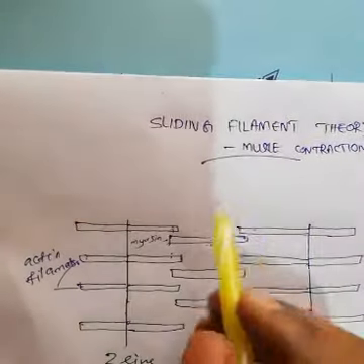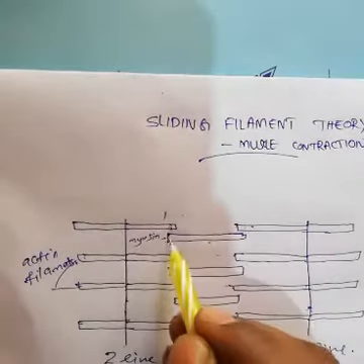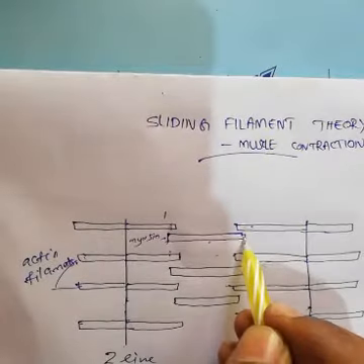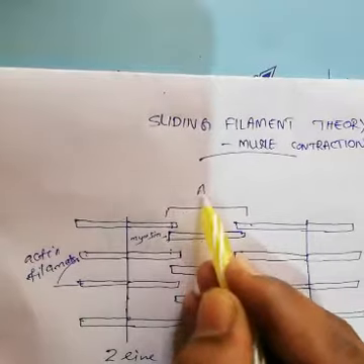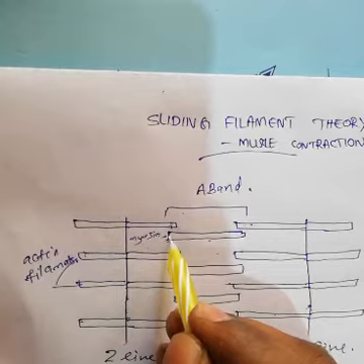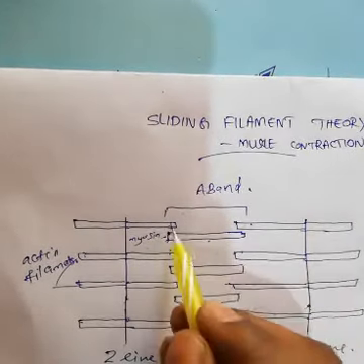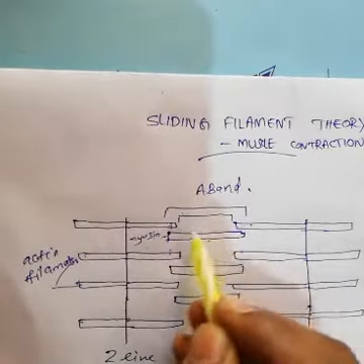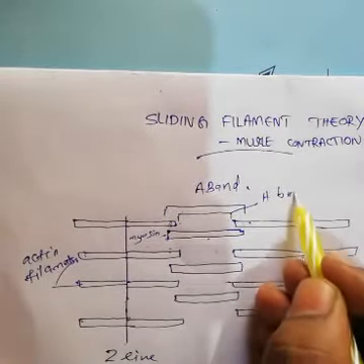Then the distance from one end of myosin to the next end of myosin is called the A band. This one is the A band. So the A band means the distance from one end of myosin to the next end of myosin, and the distance between two actin filaments is called the H band.